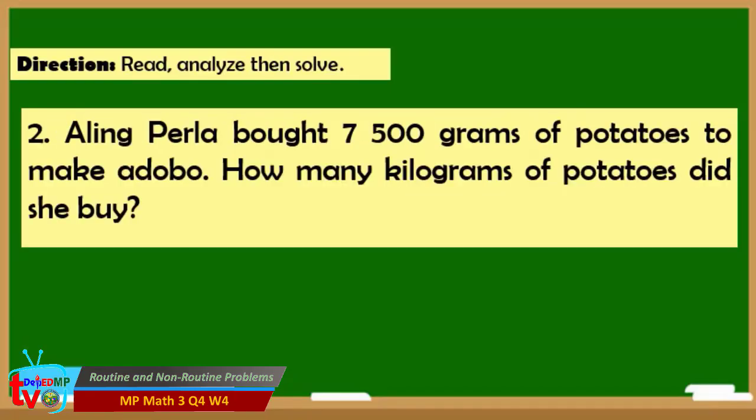Number 2. Aling Perla bought 7,500 grams of potatoes to make adobo. How many kilograms of potatoes did she buy?